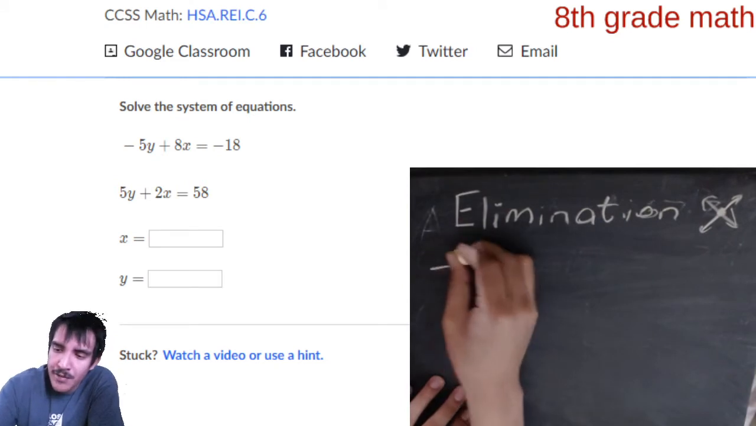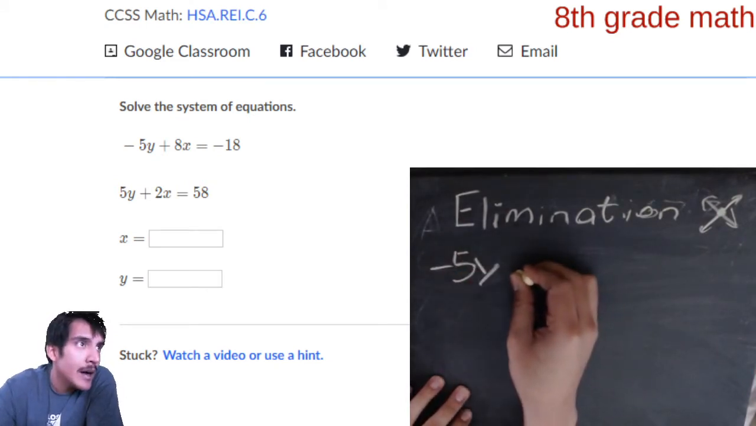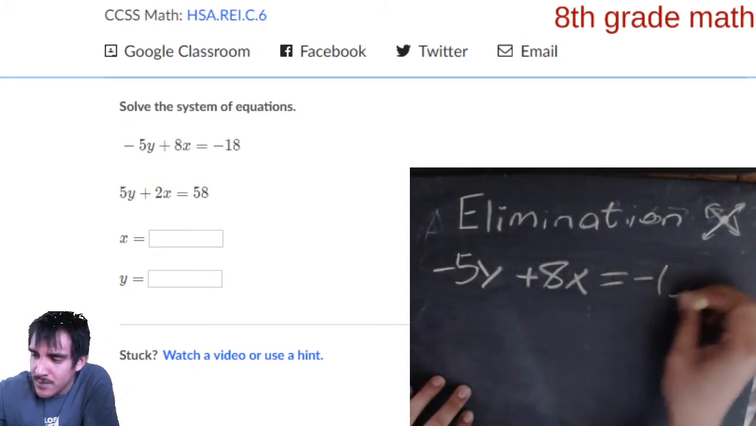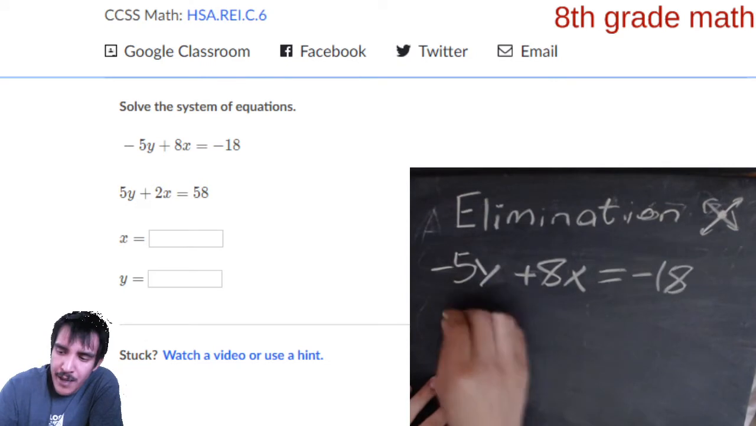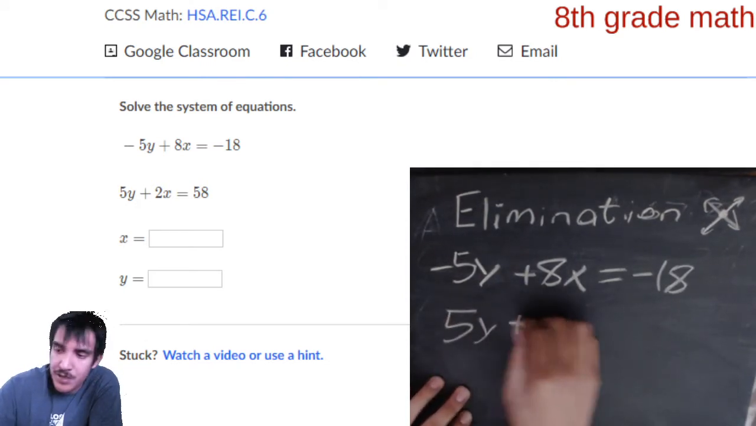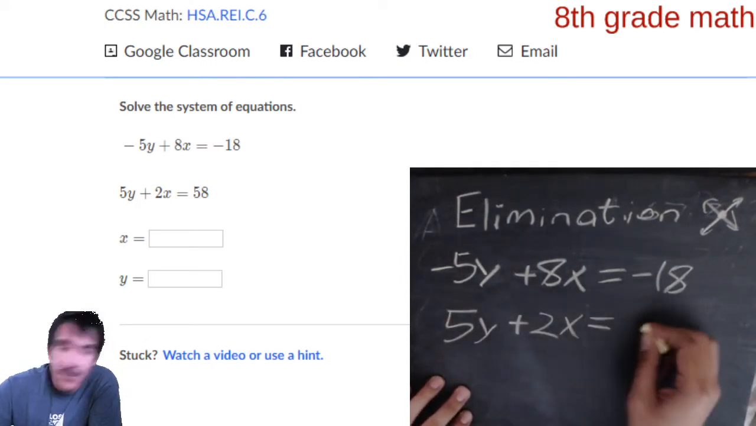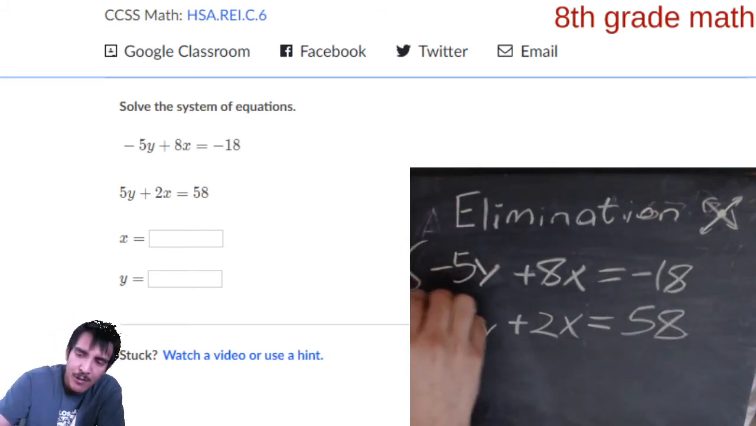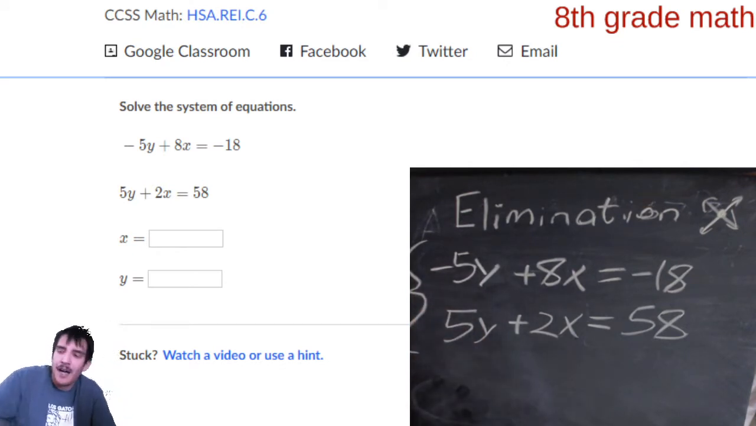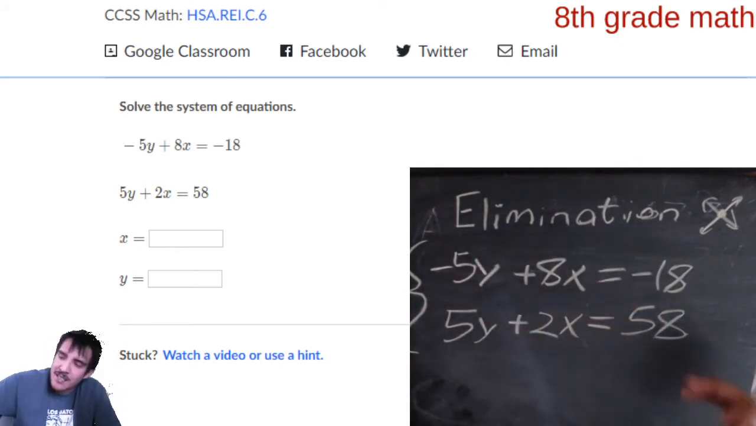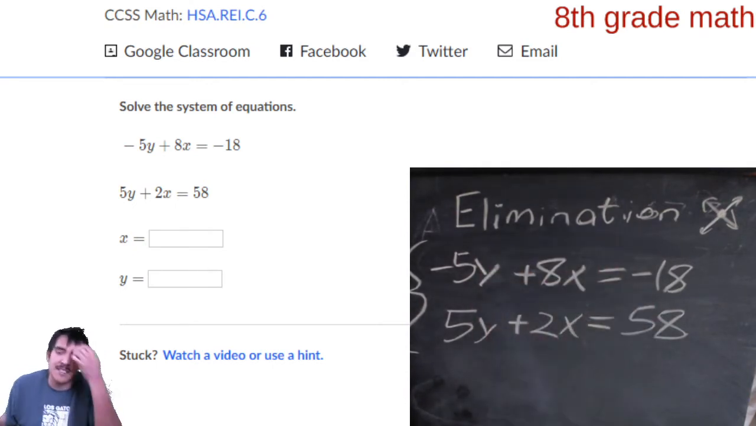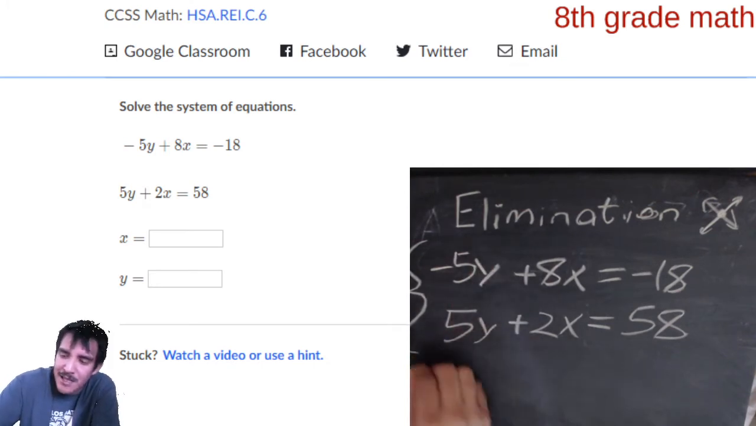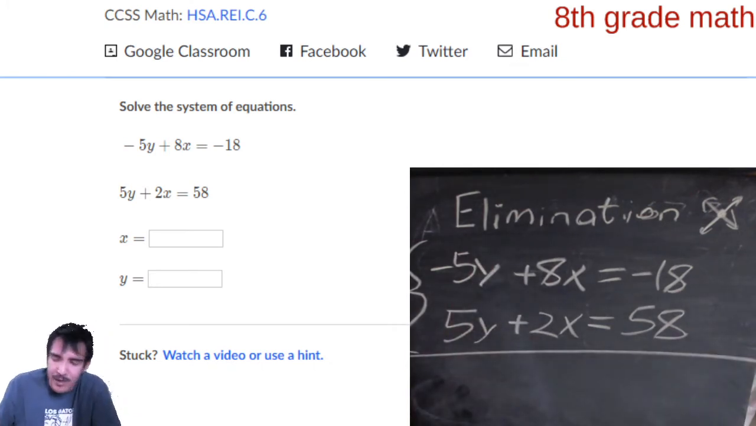In this problem, we have negative 5y plus 8x. Wow, that's kind of weird that they put it in that order, but that's okay. And then we have positive 5y plus 2x equals 58. Okay, so first things first. In our system of equations, do we have opposite y's or opposite x's? If you notice, we have opposite y's. So once we have opposite y's, we can begin to add both lines.